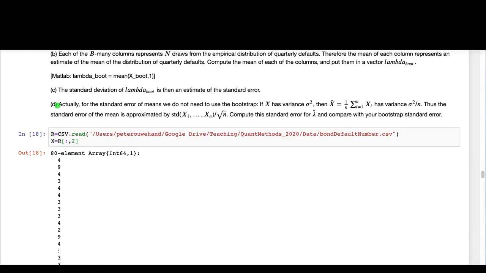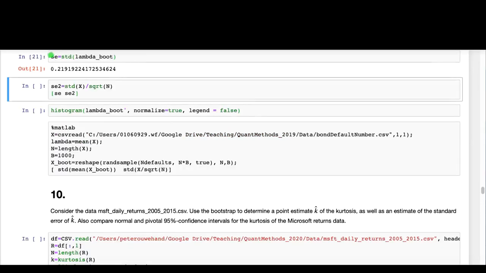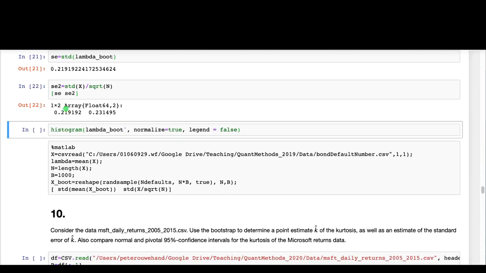Now in this case, we're obtaining the parameter lambda as the mean, and for the standard error of means we never need to use the bootstrap, because in general, if x has variance sigma squared, then the mean x bar has variance sigma squared over n. And so the standard error of the mean is approximated by the standard deviation of the x's divided by the square root of n. So we have our bootstrap estimate of the standard error. We can also take the standard deviation of the data set and divide it through by the square root of n, where n is 80 in this case, and we can see two values that are pretty close.